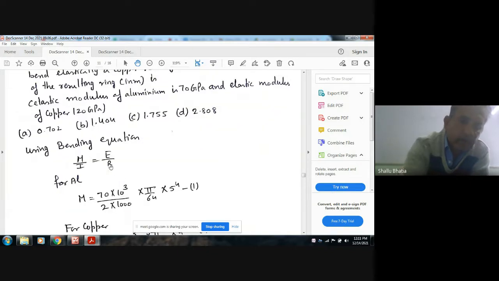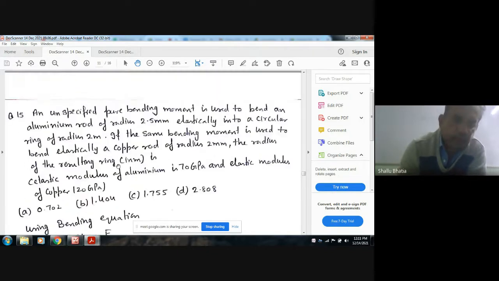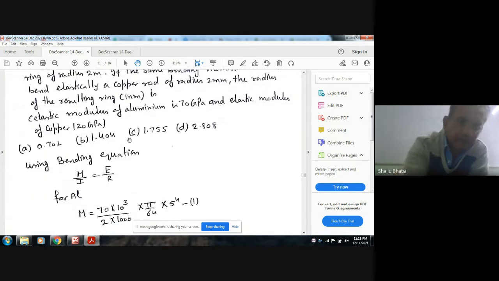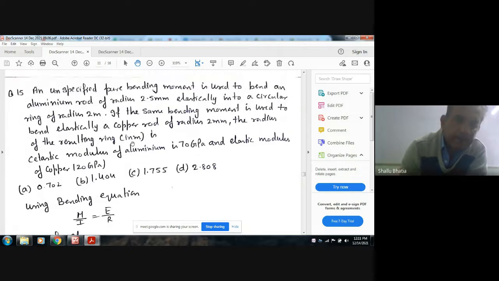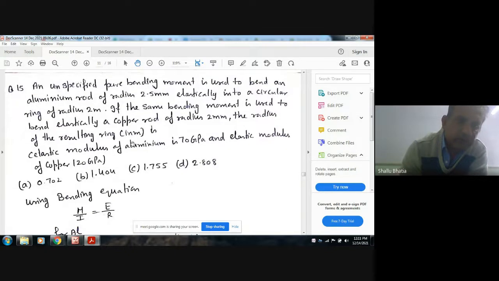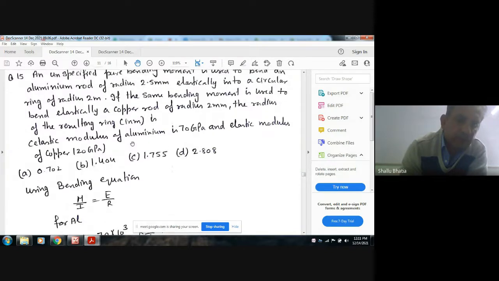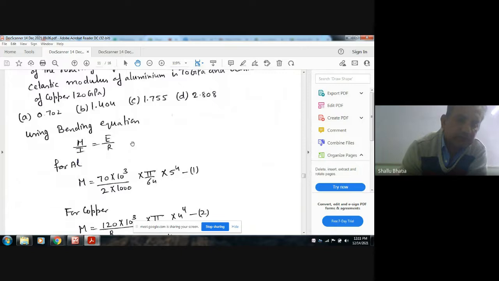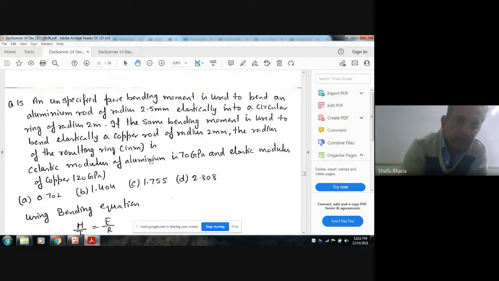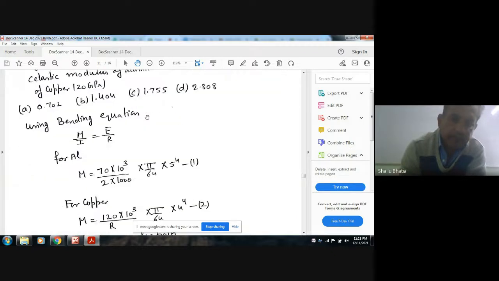Now R is your 2 m. Here in the bending equation, R is 2 m, and E for the aluminum rod is 70 into 10 power 3, and I is pi by 64 times d to the fourth. The diameter of the rod active material is just 2.5 into 2, that is 5 mm.